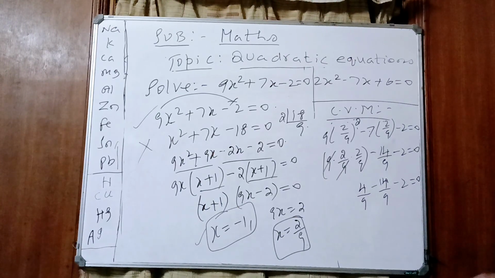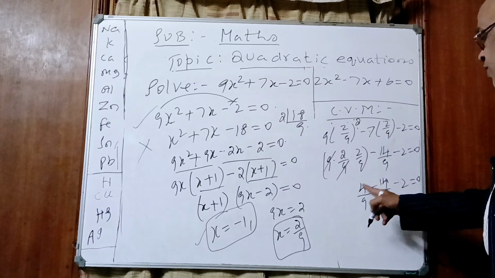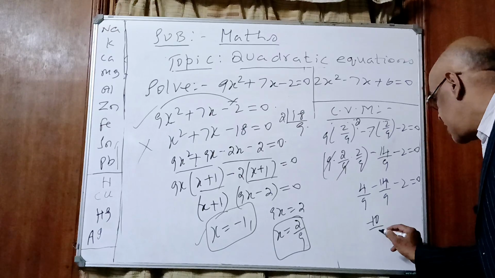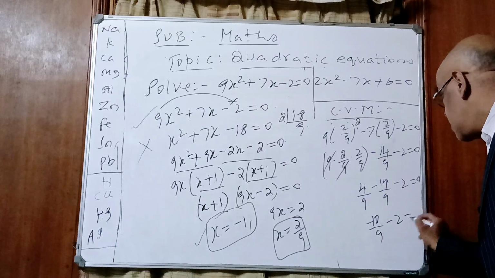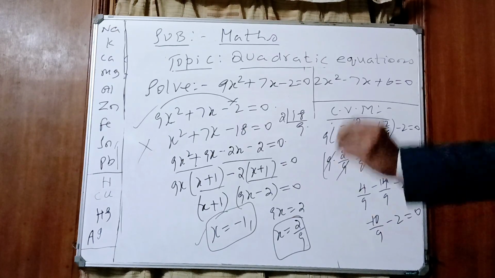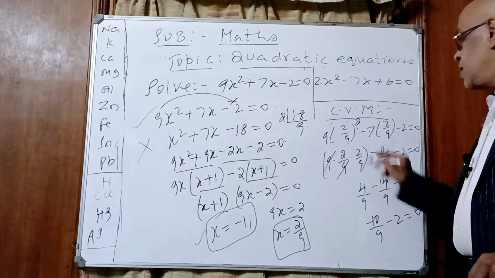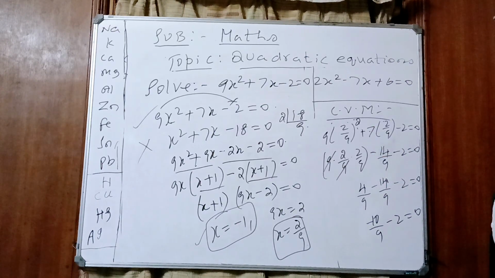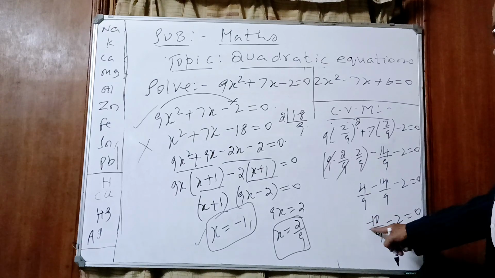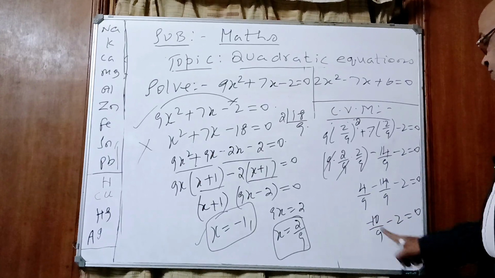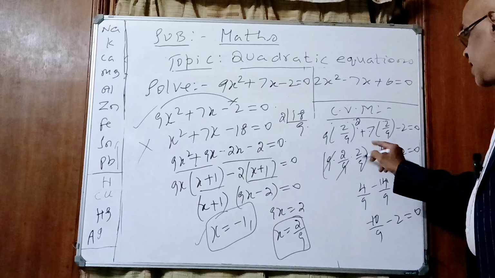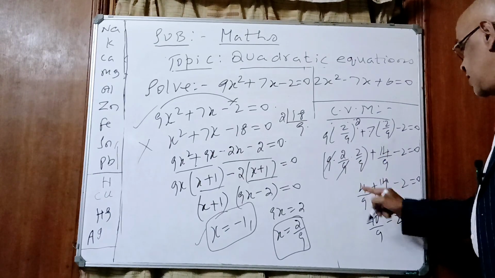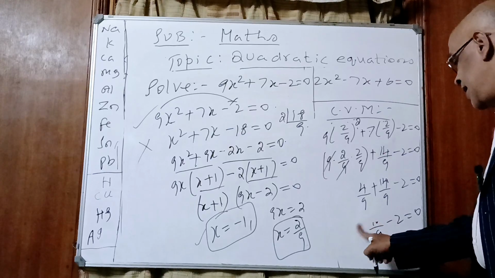So what will happen? 10 minus 4, 10 minus 4 minus 10 by 9 minus 2 is equal to 0. Here it is plus, children, because here we will get a negative answer. Yes or no? Simplify this. So what one mistake did I make? This is correct. 14 minus 14 plus 4, 18.